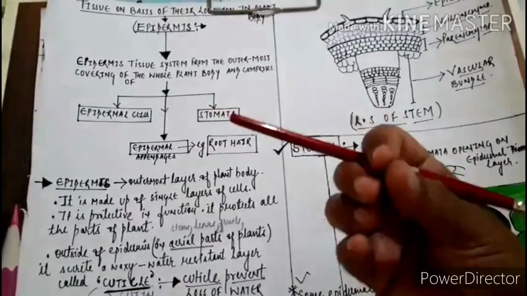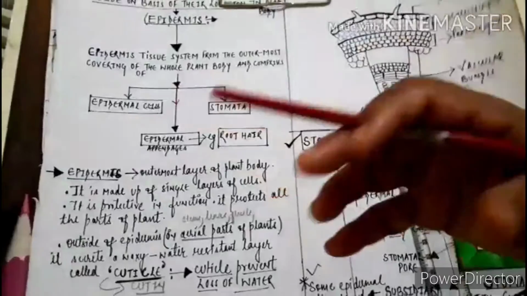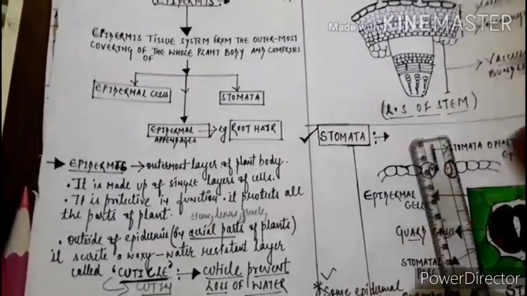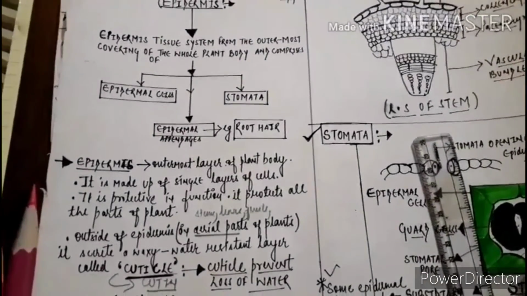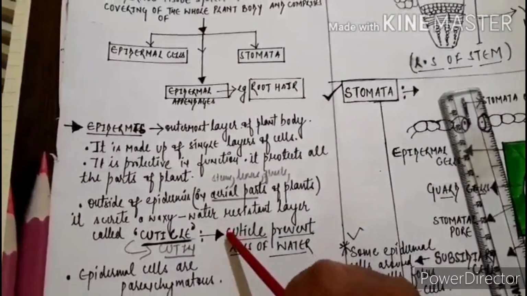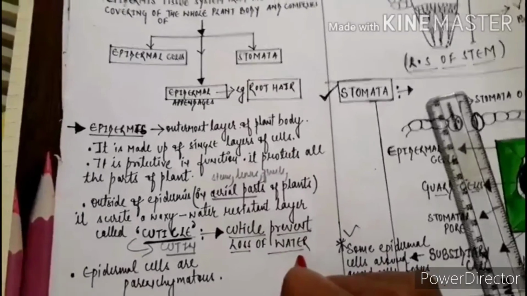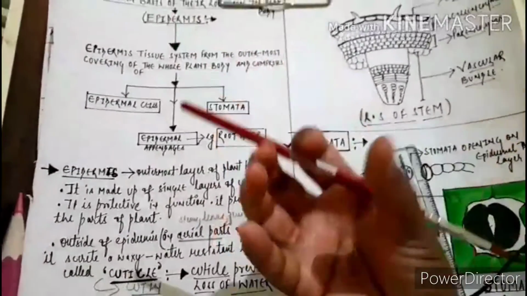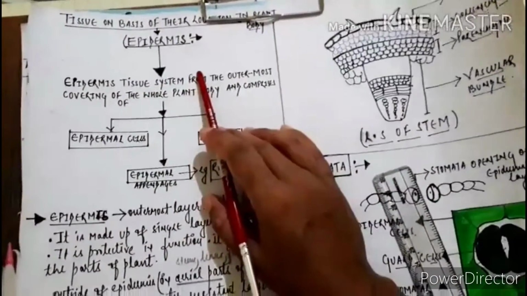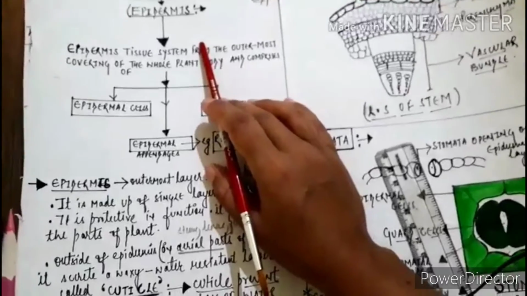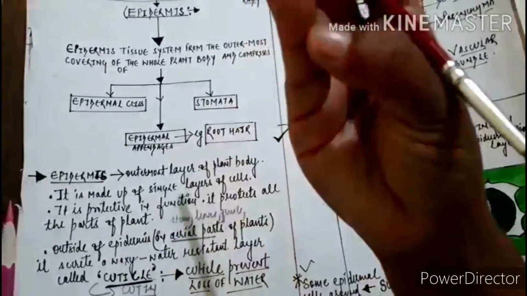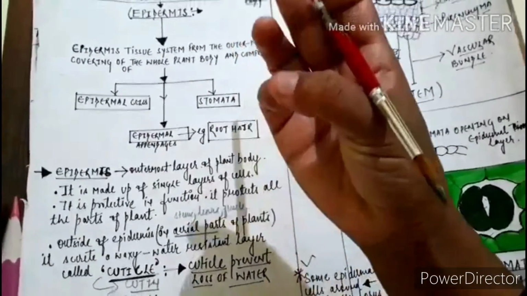The cuticle will not be as thick in case of terrestrial plants as it is in case of desert plants, okay. So, it will be more thick in case of desert plants. So, cuticle prevents the loss of water because cutin is a water resistant substance, okay. And epidermal cells are mostly parenchymatous cells, understood. So, this was your epidermis. First, it is the outermost layer, second, it is a single layer, third, no intercellular spaces are present.